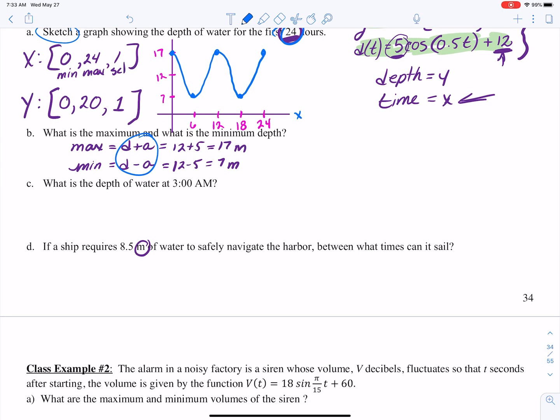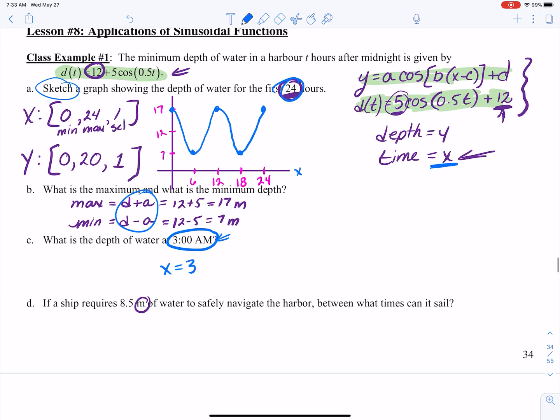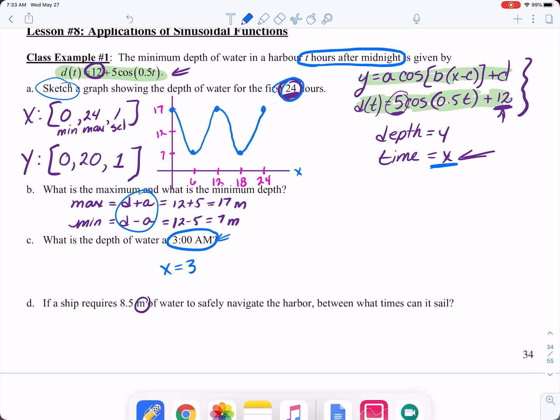All right, what is the depth of water at 3 a.m.? Well, we know time is an x value, so what we need to know is what is the value of y when x is equal to 3? And how do I know x is 3 at 3 a.m.? Because the question is indicating hours after midnight. So 3 a.m. would be exactly 3 hours after midnight.